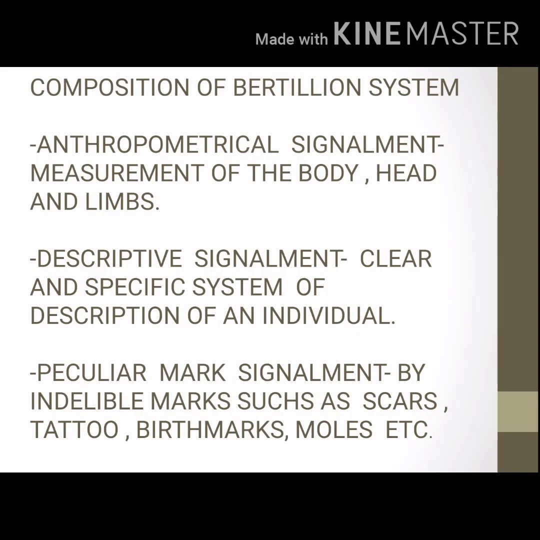The composition of the Bertillon system: Number 1 is anthropometrical signalment, measurement of the body, head, and limbs. Number 2 is descriptive signalment, a clear and specific system of description of an individual. Number 3 is specular mark, signalment by indelible marks such as scars, tattoos, birthmarks, moles, and so on.